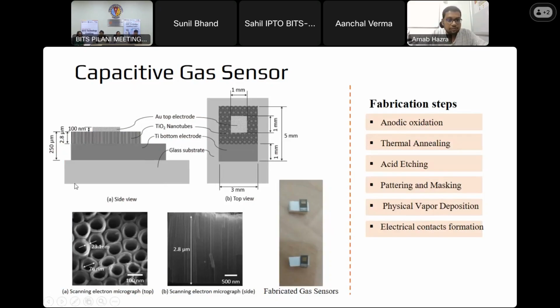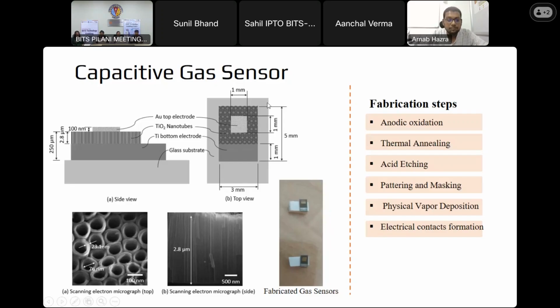You can see the side view of this sensor, which is placed on a glass substrate, and the bottom electrode is a titanium substrate, and we have titanium dioxide nanotubes. This 1D material is aligned here, and we have a top layer of gold. So this is the simple structure, and you can see this is a typically parallel plate capacitive structure.